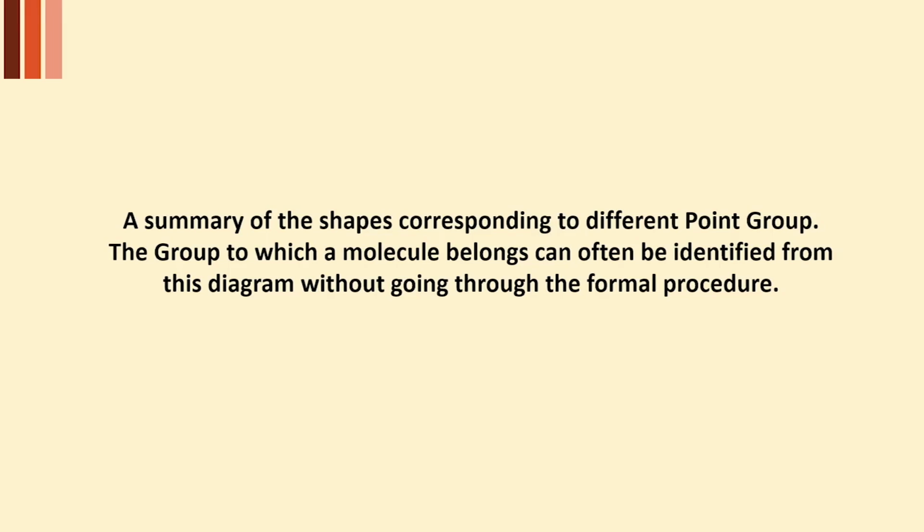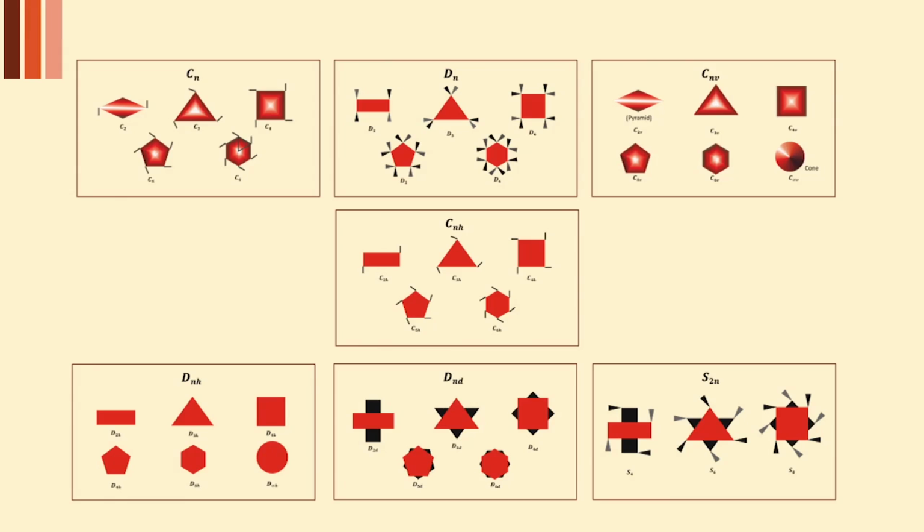A summary of the shapes corresponding to different point groups is presented before you. The group to which a molecule belongs can often be identified from the diagram or the figures without actually going through the entire formal procedure. For that reason, we have made certain pre-made structures, and by observing and correlating these structures, the point group can often be assigned.